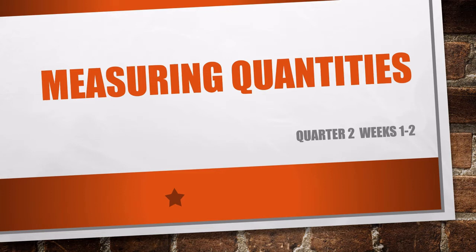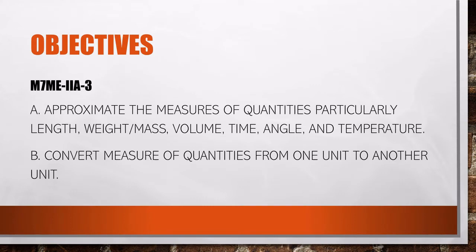So for quarter 2, for this week we're going to discuss about measuring quantities. And here are our objectives for today's lesson. After the lesson, you are expected to: A. Approximate the measures of quantities for particularly length, weight or mass, volume, time, angle, and temperature. Letter B. Convert measure of quantities from one unit to another unit.